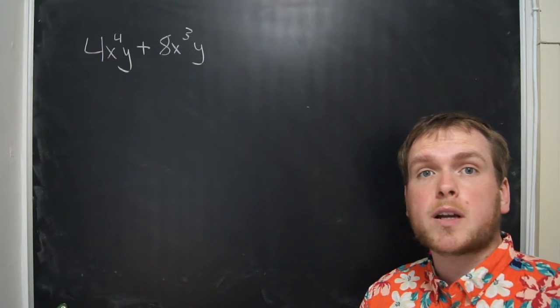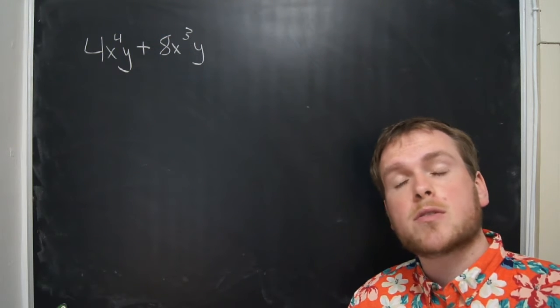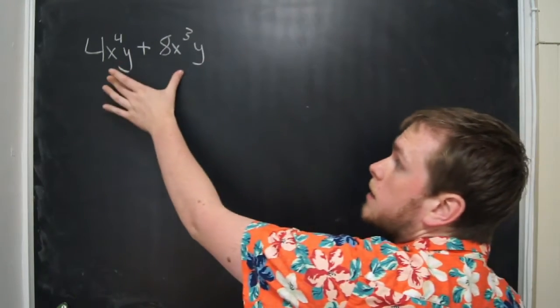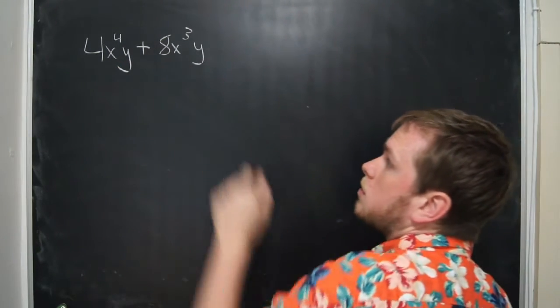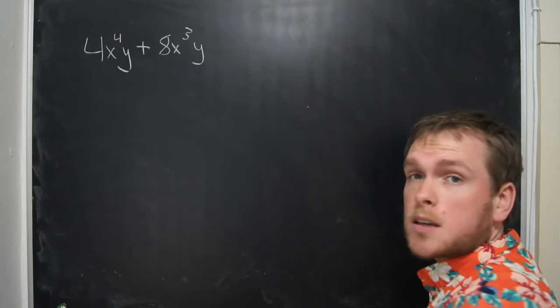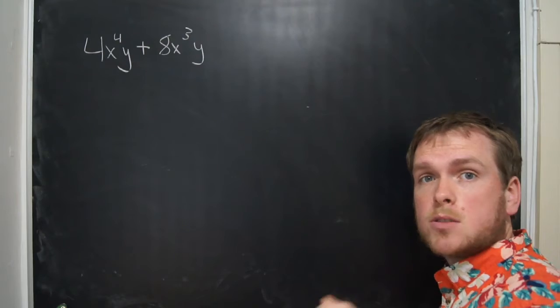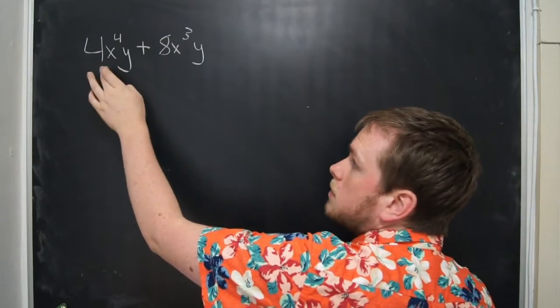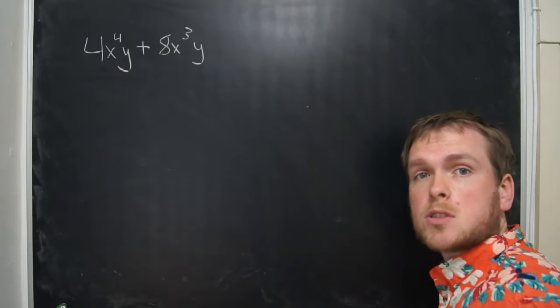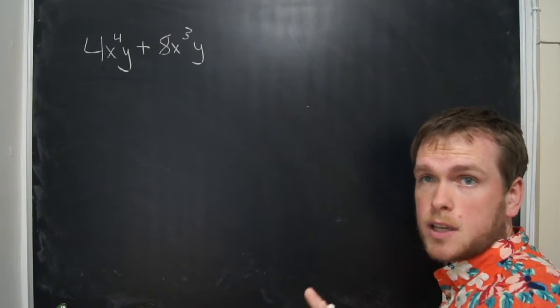Okay, so in this video we're going to look at factoring out the GCF, or factoring out the greatest common factor. To do this, I'm going to start by looking at my problem. I have 4x to the fourth y plus 8x cubed y. So the first thing I'm going to do is look at each of my two terms individually, this being term 1 and this being term 2, and try to write those as their prime factorizations, and this is how you do that.